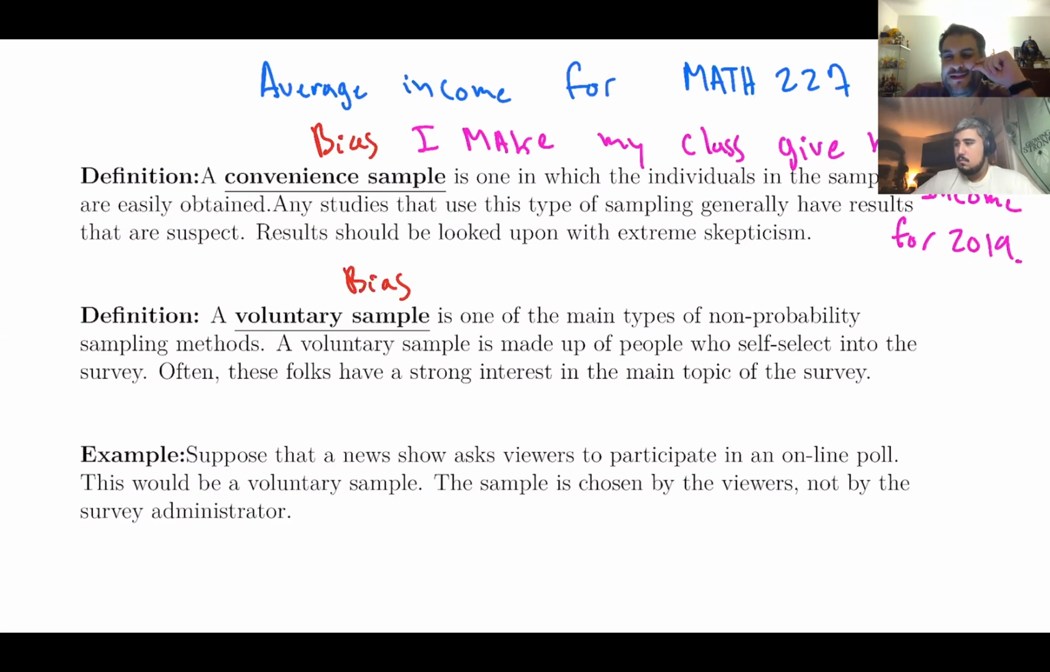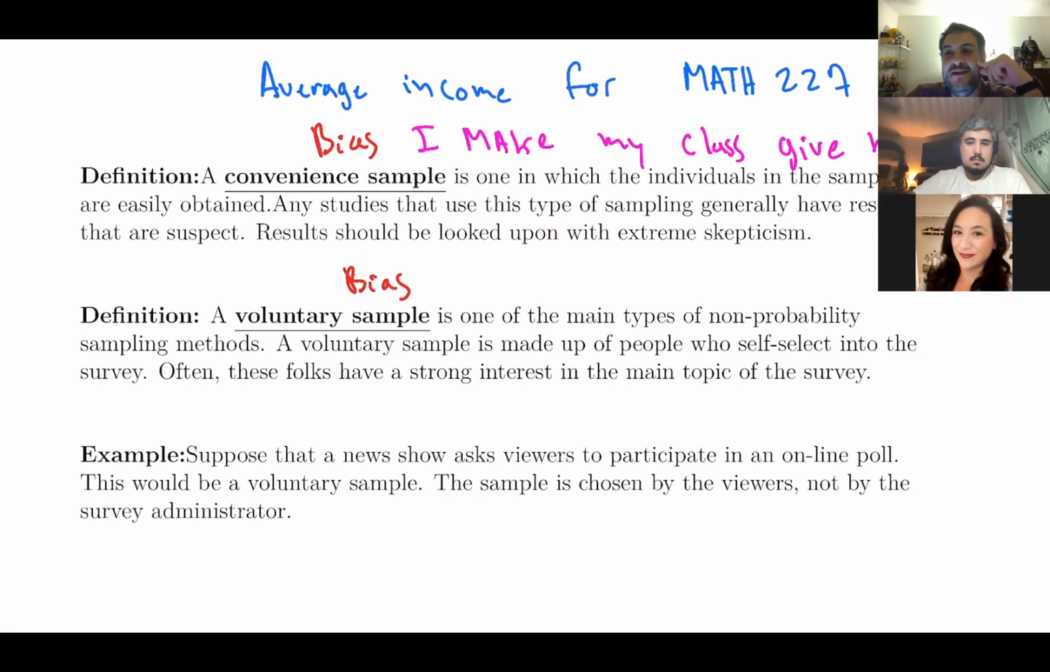So how is this a convenient sample? And remember, you can either shout it out, or if you want, you can just type it in onto the chat board. Whichever one is easier. Something that's easily obtained. Yeah. So, but what makes this easily obtained? From the information off the form that they fill out.